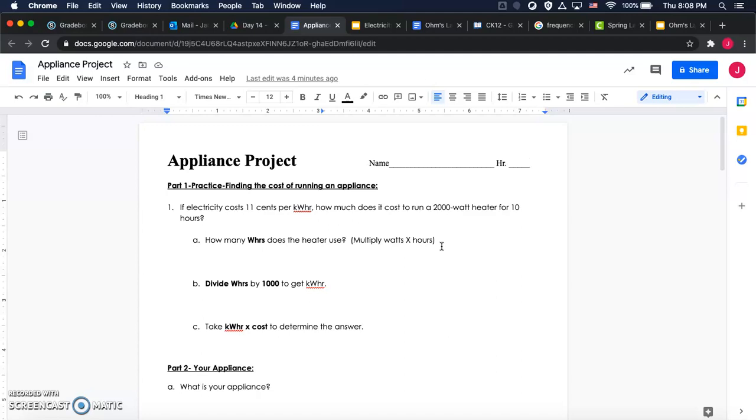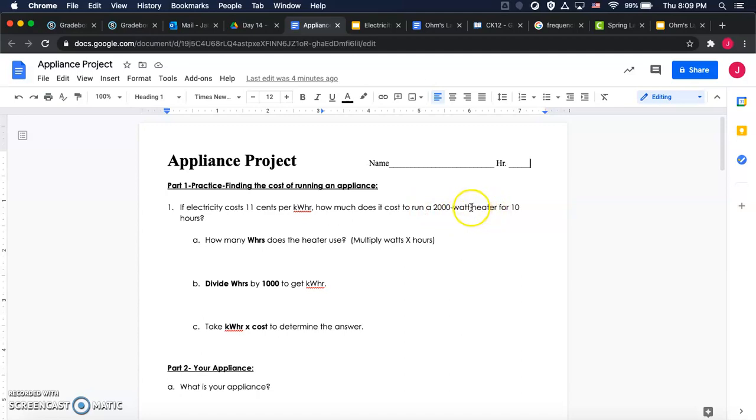The information that you need to know to figure out how much money something costs to run is simply how much power that appliance uses and how long you're using it for. So we've got an example up at the top here. It says if electricity costs 11 cents per kilowatt hour, how much money does it cost to run a 2,000 watt heater for 10 hours?